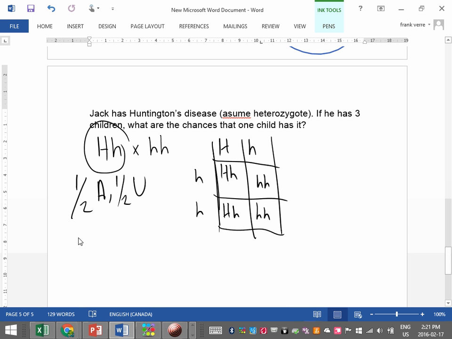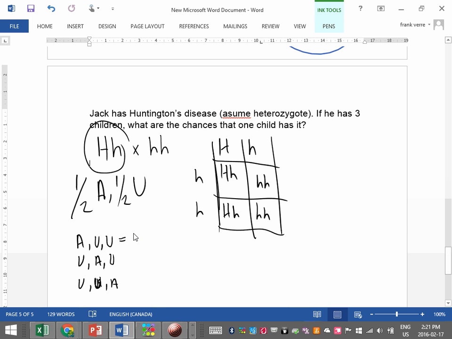1 child has it. What are the possibilities? Okay? 3 kids. So it could be A, U, U. It could be U, A, U, or, sorry, U, U, A. Now, each of these 3 is going to be the exact same probability, right? So, we just have to work out one of them.